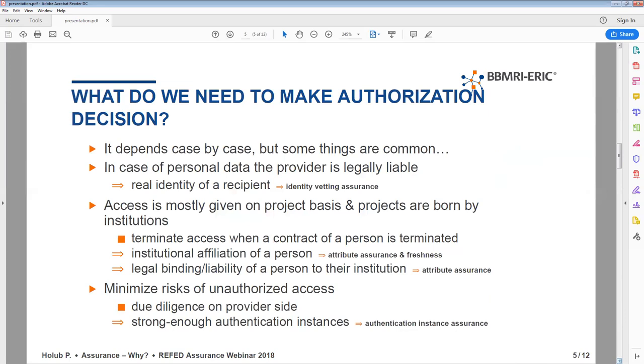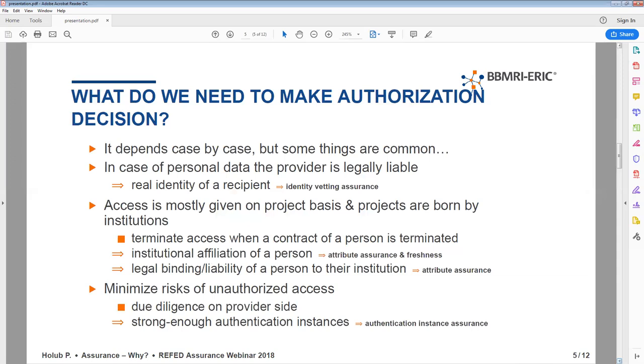So here we're dependent on the availability of information on attribute assurance and attribute freshness. We typically need to know the real identity of the recipient, because the recipient of the data, in either a paper-based or electronic way, signs a kind of contract, because you can't process personal data without any legal basis. So that's why we also need a reasonable identity vetting assurance, so that we know who is the actual person we're dealing with.